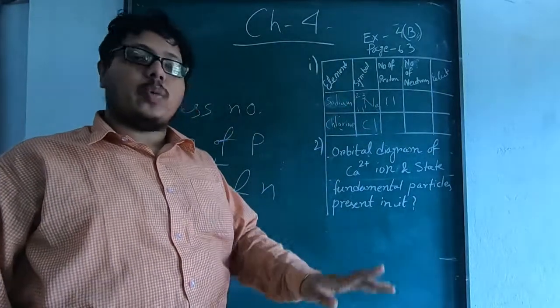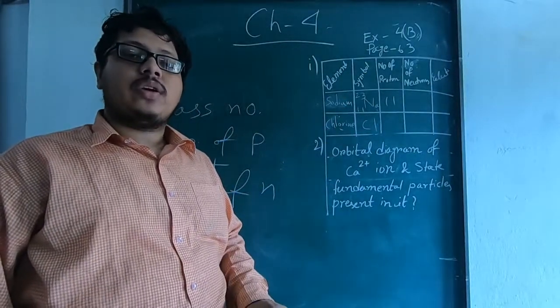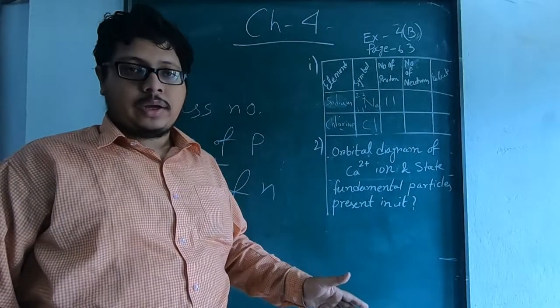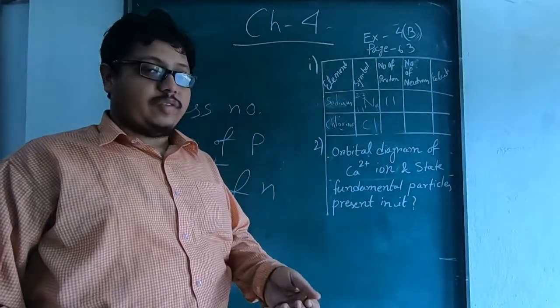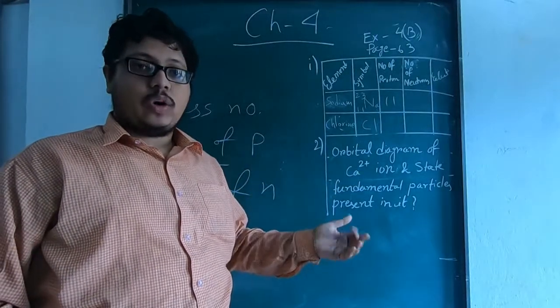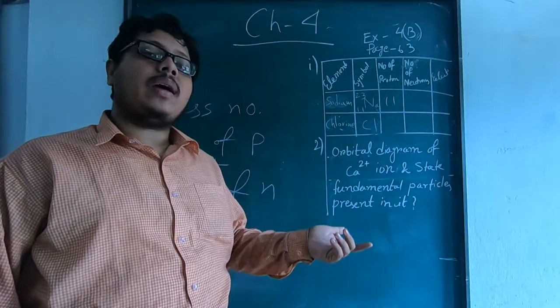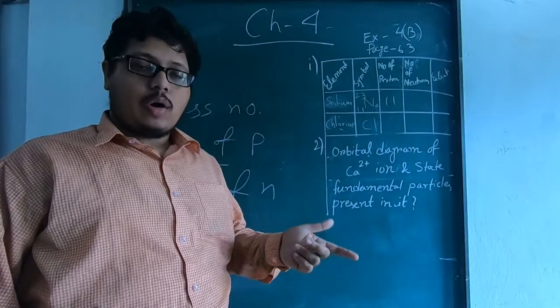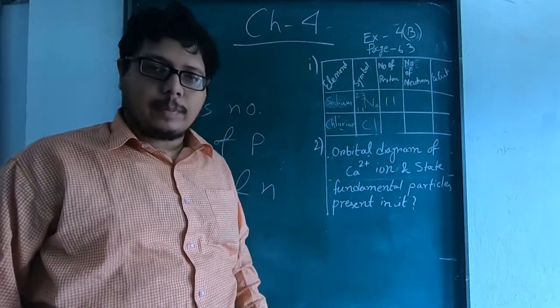The mass number and atomic number of the first 20 elements you should learn. It is given in your book. We have discussed it in the last class also. You should learn both the mass number and the atomic number of the first 20 elements.